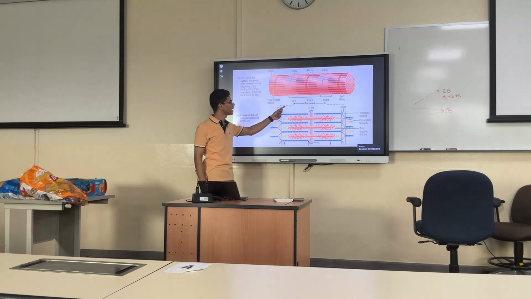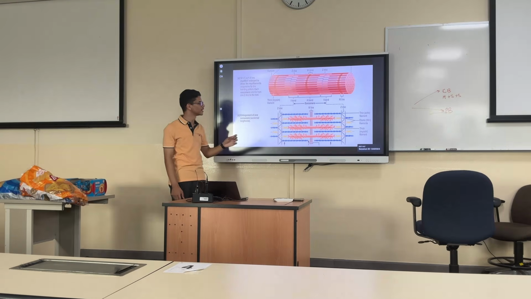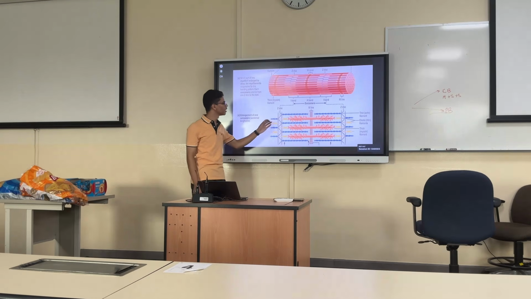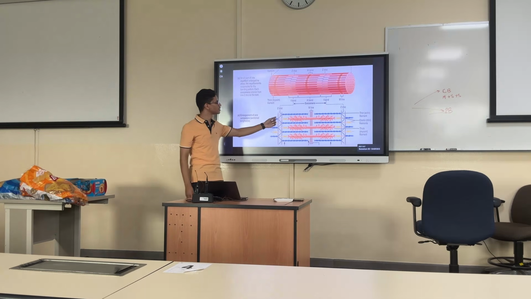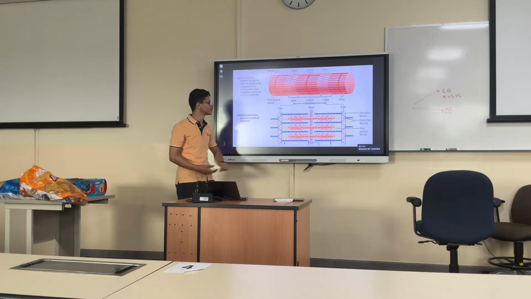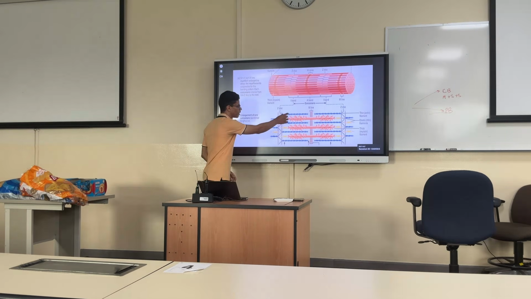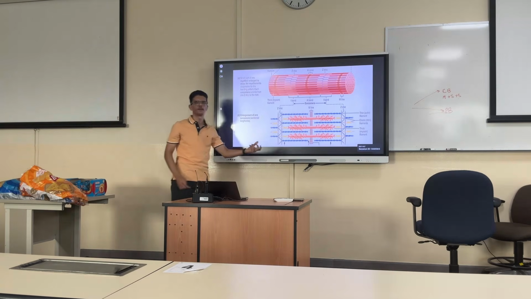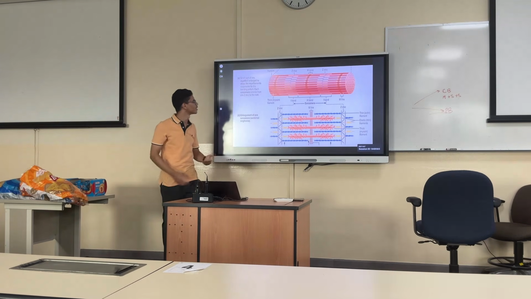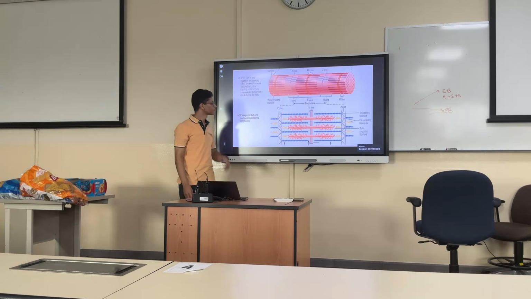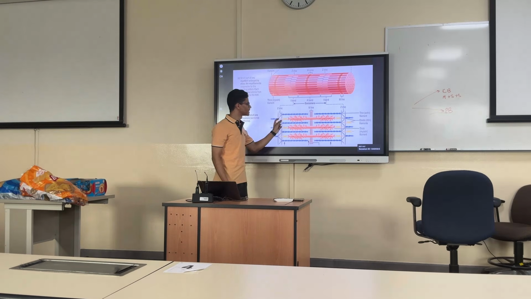While the I band, which is the lighter portion of the muscle cell, how do you determine this part is I band? Because it's only made from actin filament. It doesn't have myosin. So only this part, or no, this is half of it. This part, because it doesn't have the red thick filament, is called the I band, which is the lighter one, lighter in color. Okay.